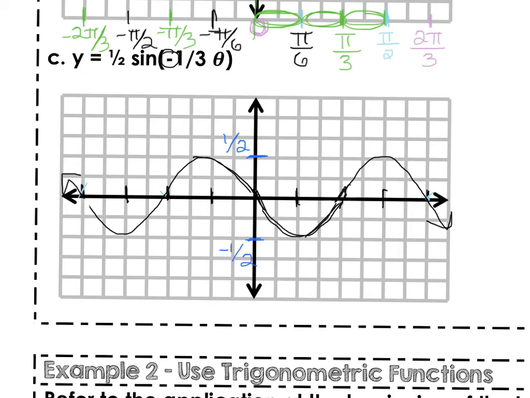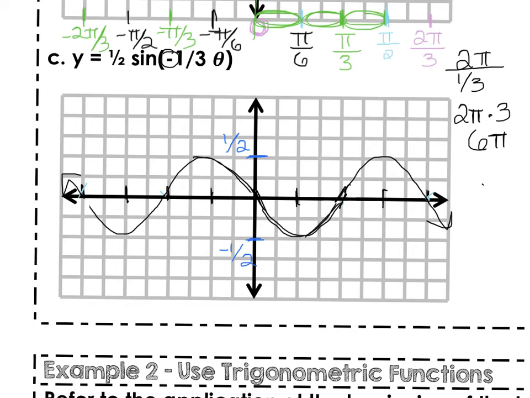So now we need to calculate our period. To do so, we do 2 pi divided by our b value. We're just going to look at our b value as 1/3. Well, divided by a fraction is the same as multiplying by the reciprocal, so we have 2 pi times 3. So the period is 6 pi.